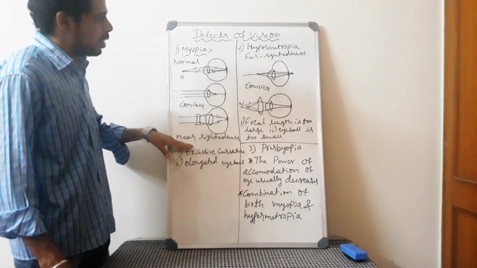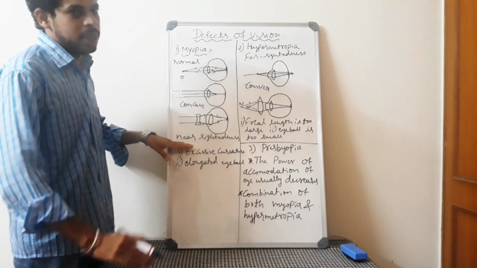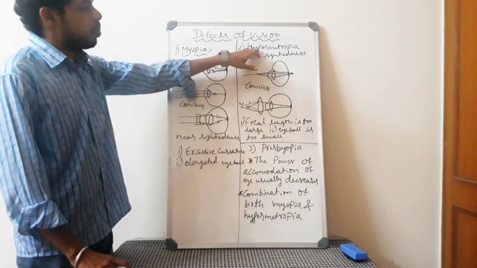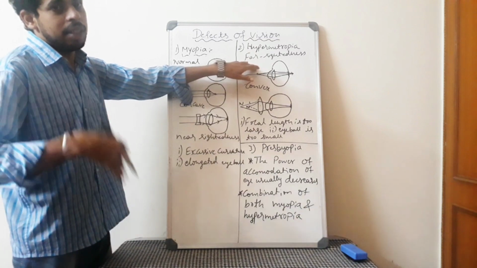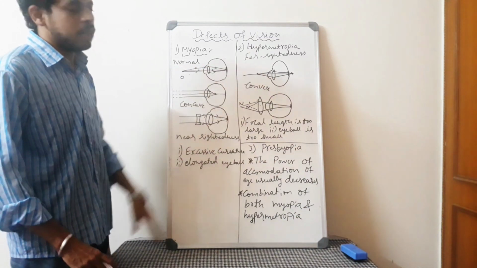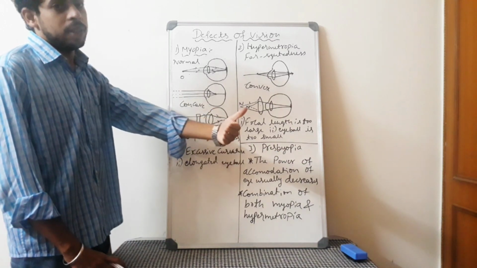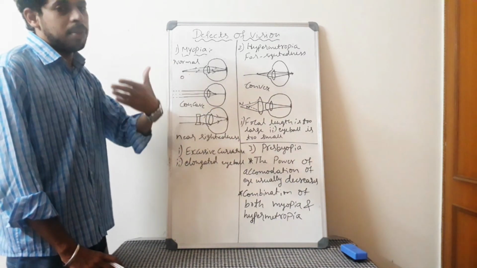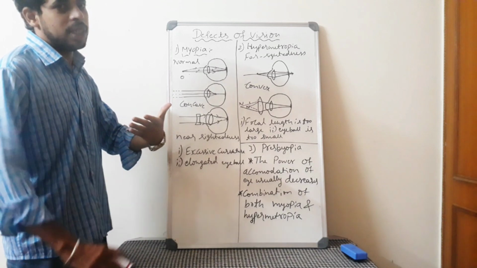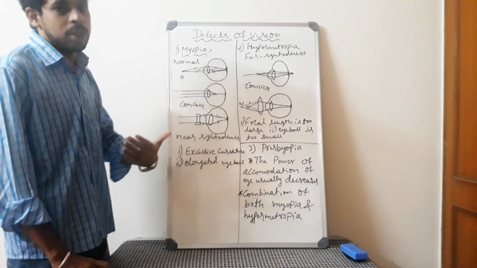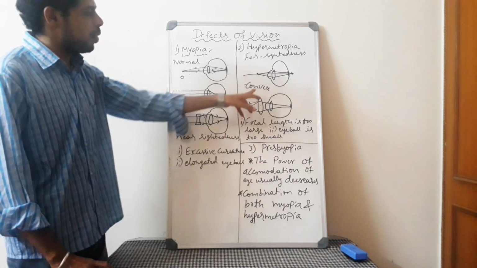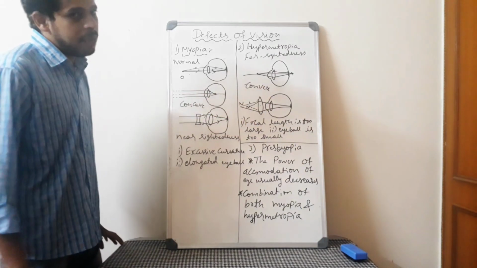Myopia is nearsightedness, he cannot see a far object properly. Hypermetropia is farsightedness, he cannot see a near object clearly. Whenever he wants to read any book, he has to keep it a little far away so that he can see clearly. If he keeps it at the near point, that is 25 centimeters, he may not be able to read clearly. At that time if you use a convex lens, he can see clearly.